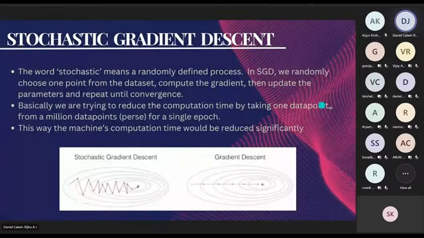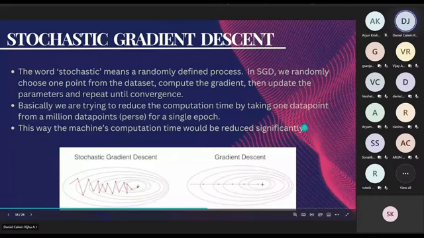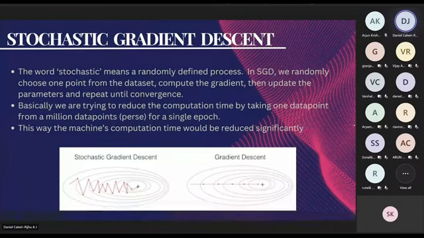So I'll go through stochastic gradient descent once more. The word stochastic means a randomly defined process. To understand it better, we'll take an example. Let's say we have 10 parameters. In a normal gradient descent or vanilla gradient descent, for all the 10 parameters, we'll be calculating their corresponding gradient descent, and we'll be updating the individual parameters based on their corresponding gradient descents.